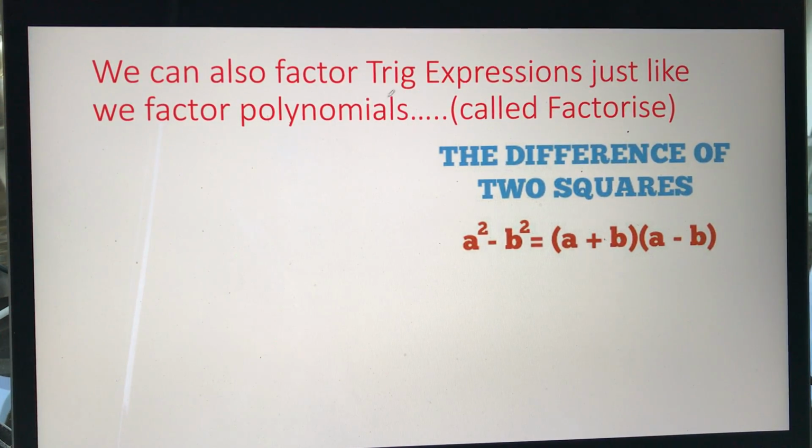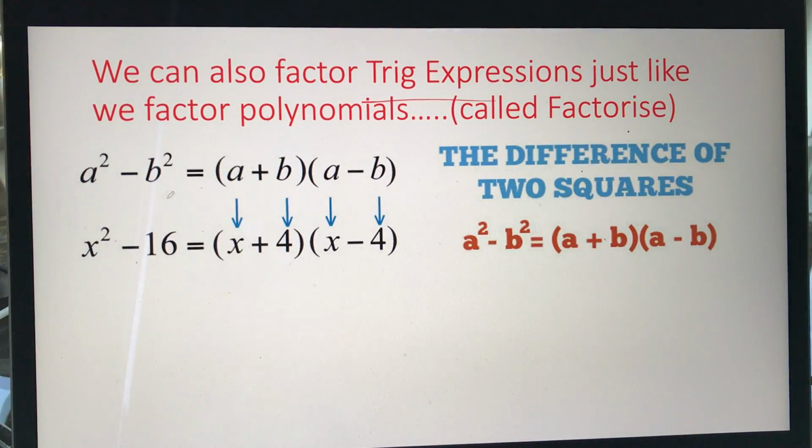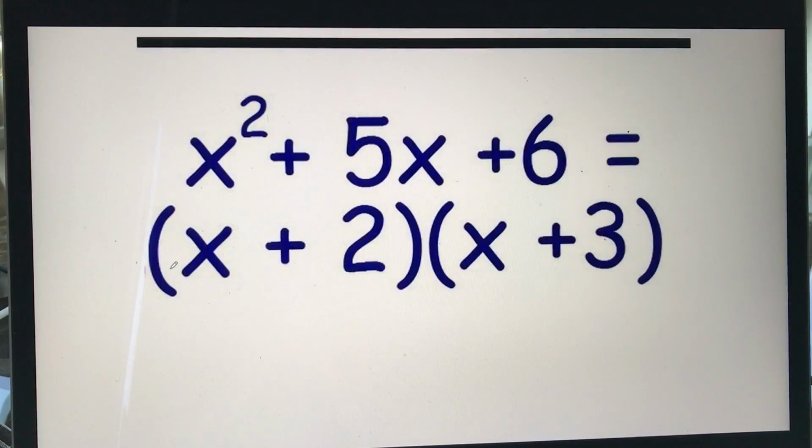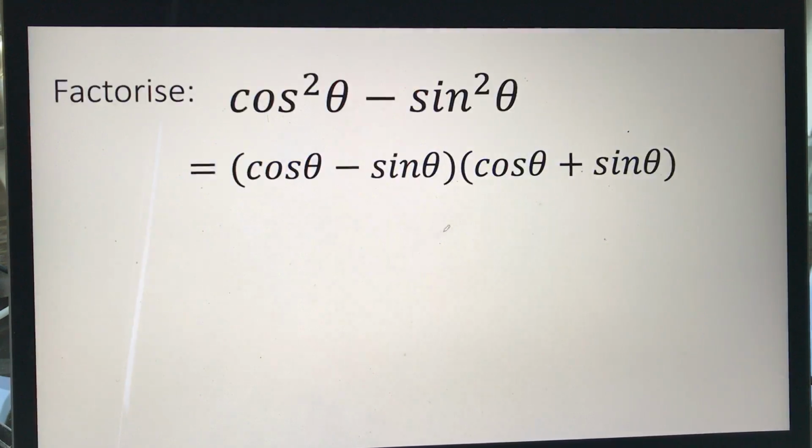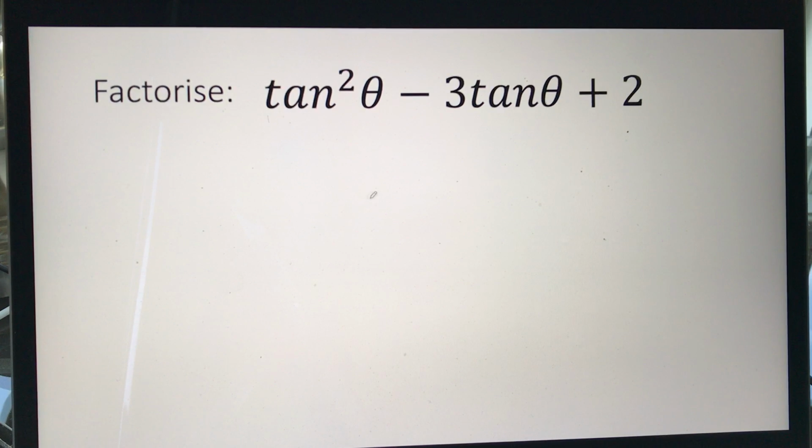Now we can also factor trig expressions like we do with polynomials, like difference of squares. Remember difference of squares? Same thing with trig. Remember factoring: find two numbers that add to the middle, multiply to the last. We've done lots of those. Here we used FOIL. Let's try this one. So we're going to factor this.